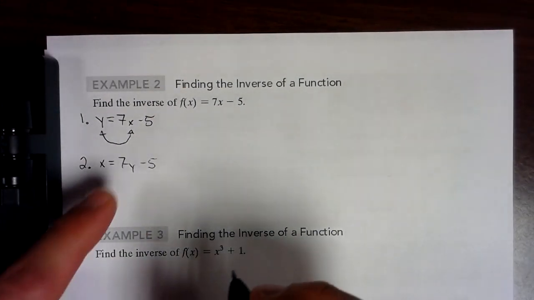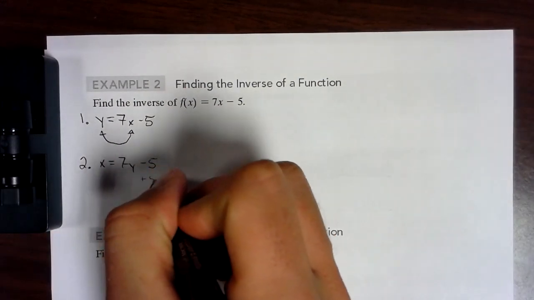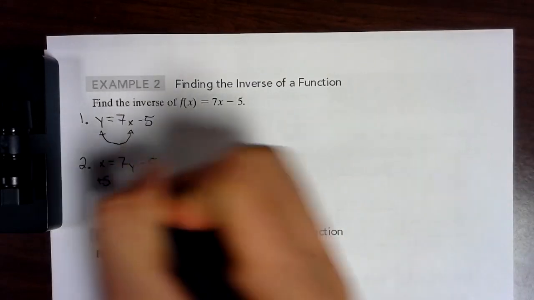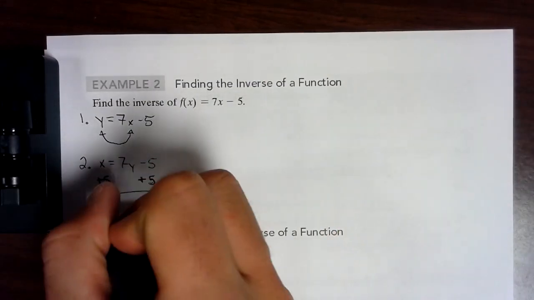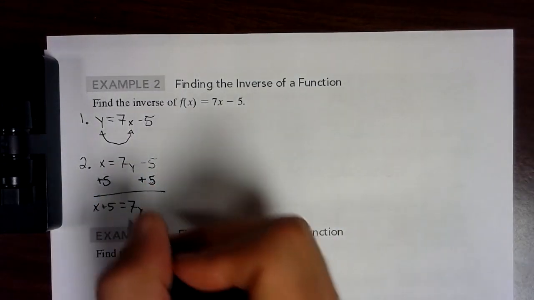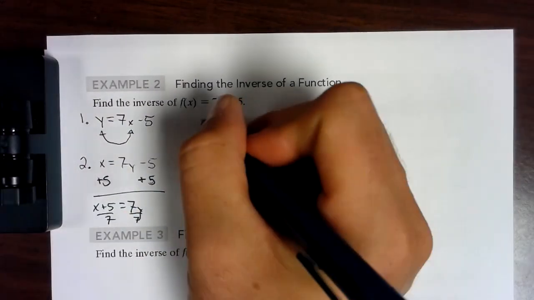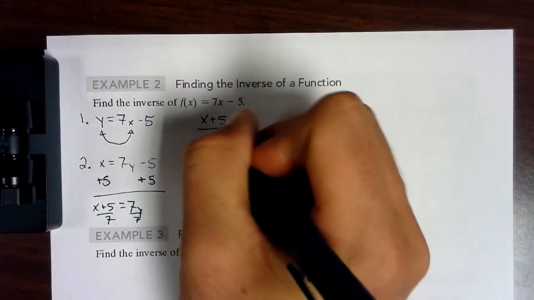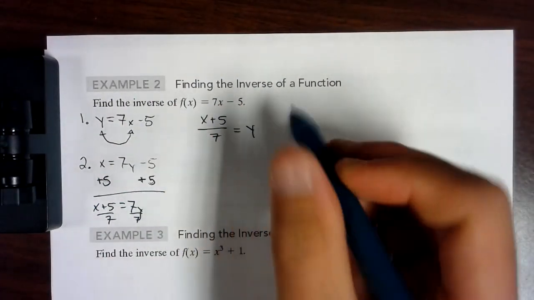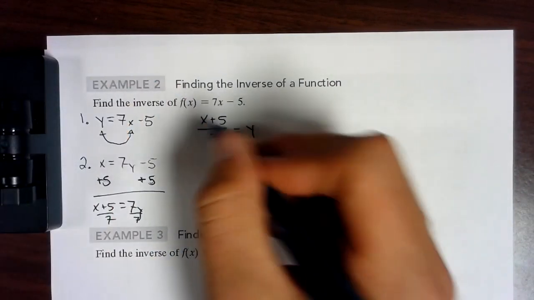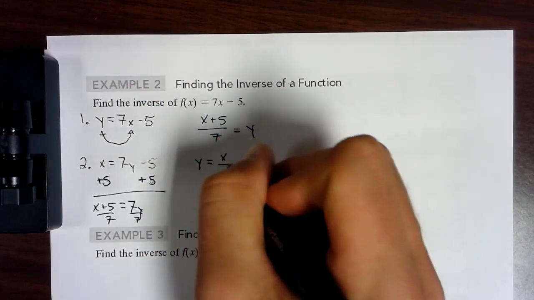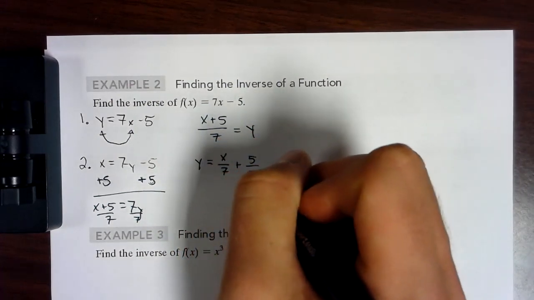So now I need to get y by itself. To get y by itself, we need to add 5 first. After adding 5, I have x plus 5 equals 7y. Then to get y by itself, we need to divide by 7. So x plus 5 divided by 7 equals y. Know that we can write this in 2 ways, and I'm going to flip it around so that we have y equals, instead of x plus 5 divided by 7 equals y. So I could also write this as x divided by 7 plus 5 divided by 7.